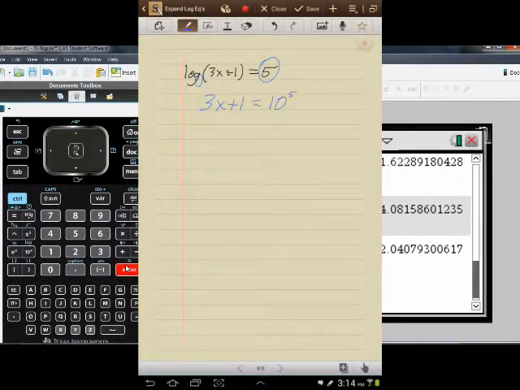Remember, a logarithm is an exponent. Again, this is still the same skill we practiced from last section. This time we're taking a logarithm and writing it as an exponential. 3x plus 1 equals 100,000, which is 10 to the 5th. Subtract the 1. This particular problem doesn't even need a calculator. And divide by 3.